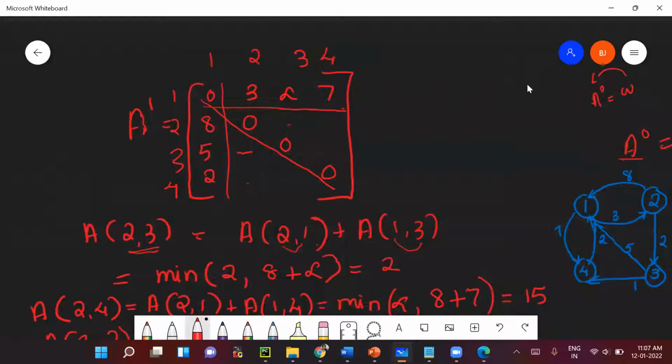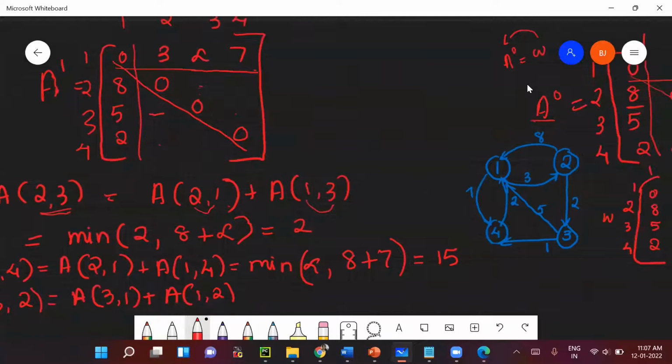What is A of 2, 3? So you know that in this graph, we are having a direct path from 2 to 3. But we are going to see, is there any shortest path existing via 1? That is, using 1 as intermediate vertex. So you are just checking whether you will be able to reach 3. So what is the path? We are just going to consider from 2 to 3.